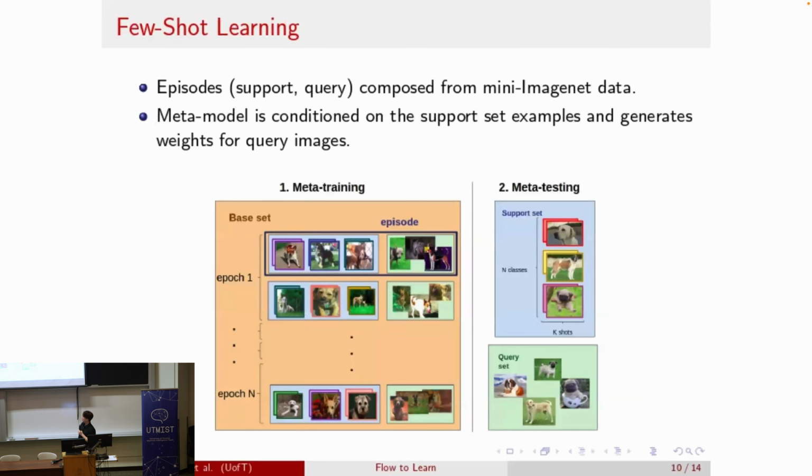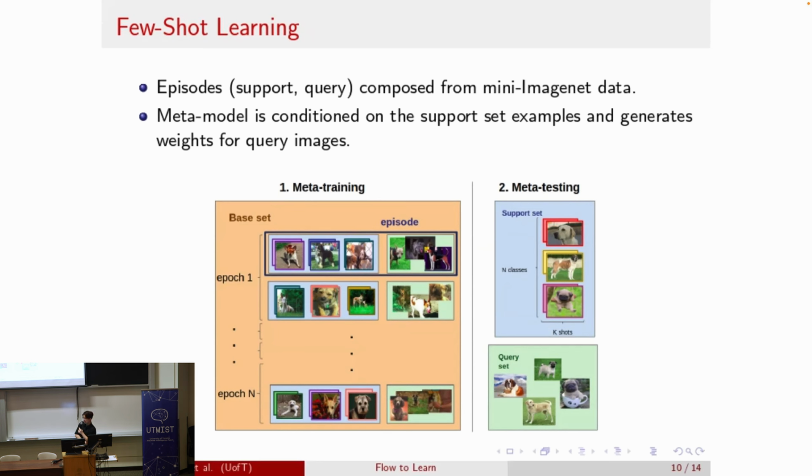Okay. And this is our last experiment. It's the most preliminary one, but I think it's, I guess, the most applicable thing that we can do, which is feature learning. To give a brief outline of the setup, we typically have a bunch of episodes, which are composed of support images and query images. And the meta model, which is our flow model, is conditioned on the support set images and generates weights for the query images.